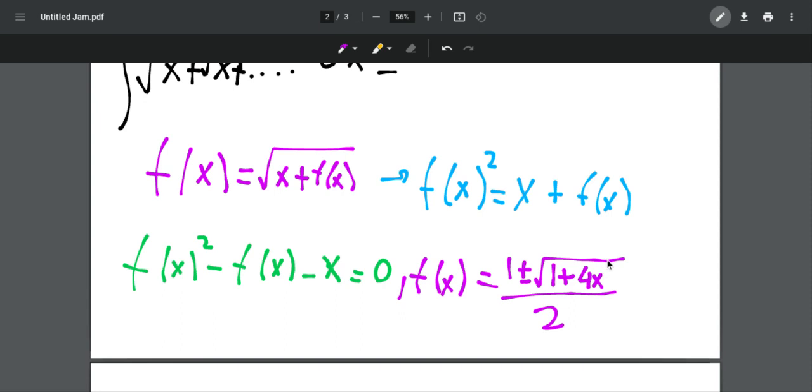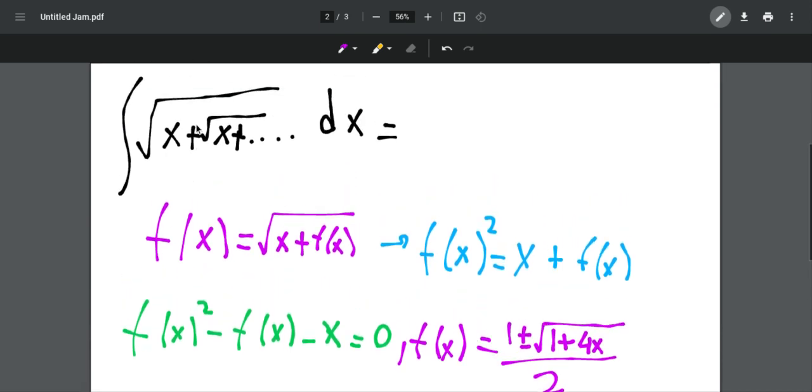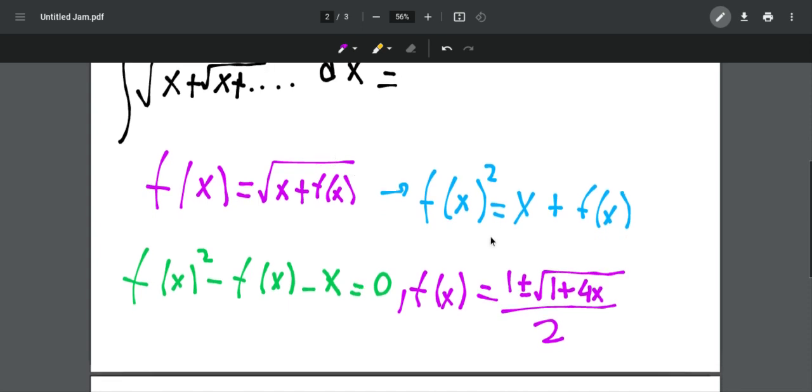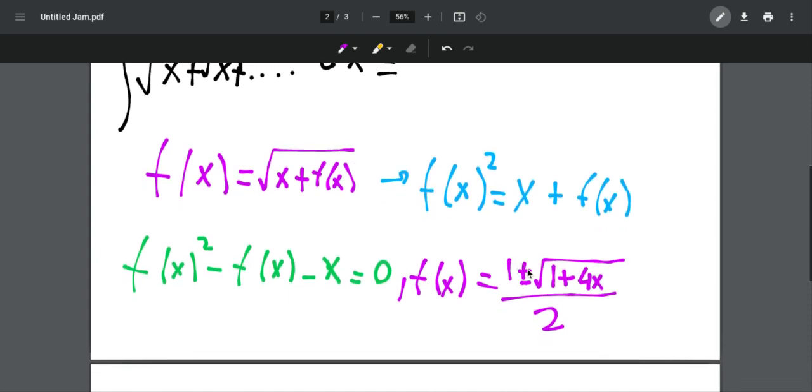And now, if we plug in different values for x, we have two scenarios: either this is plus or minus. When we check for minus, if we plug in different values for x, we see that the whole thing, f of x, becomes negative. And we can't have a negative outcome in a square root like our original function. So in this case, we can ignore the negative sign. So we can just work with the first situation, which is 1 plus the square root of 1 plus 4x, over 2.